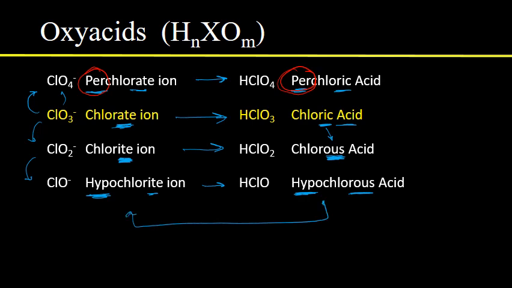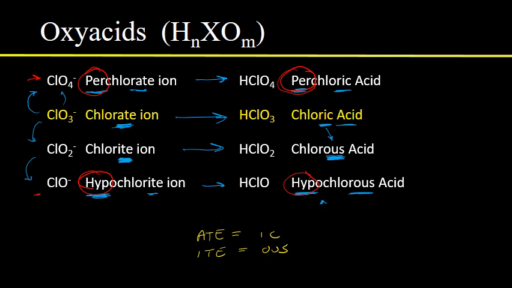So these two things are almost exactly parallel. The only difference is that for the names of the anions, -ate goes to -ic, and -ite goes to -ous. But the prefixes up here and down here are the same for both the anions and the corresponding acids. Okay. All right, so let's try one of these.